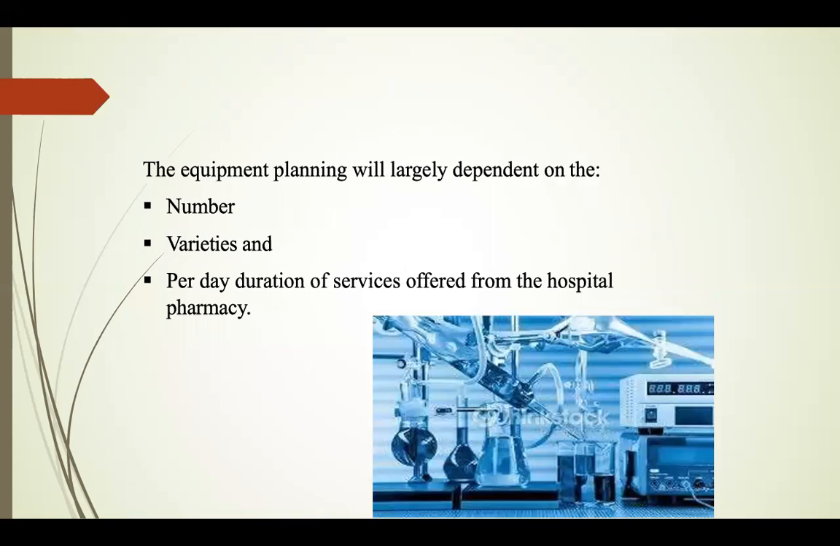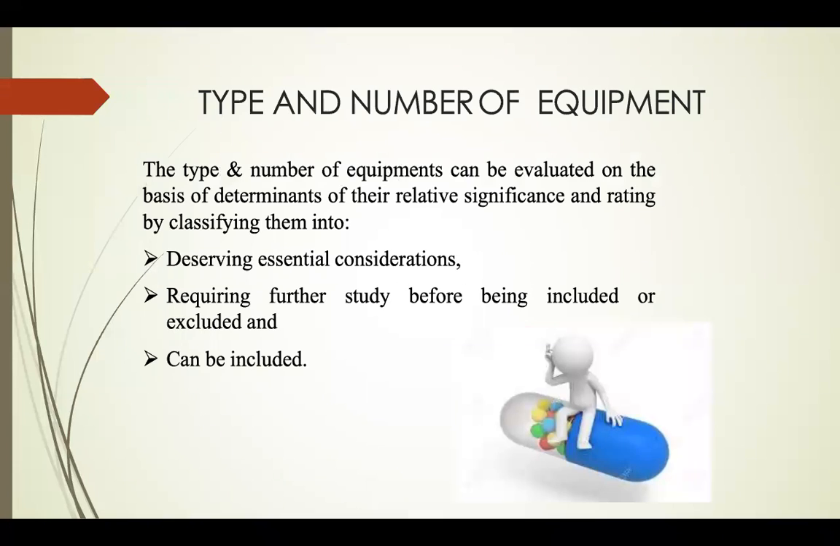Equipment planning will largely depend on the numbers, varieties, and per day duration of services offered by the hospital pharmacy. The type and number of equipment can be evaluated on the basis of their relative significance and rating, by classifying them into those deserving essential consideration, those requiring further study before being included or excluded, and those that can sometimes be included.